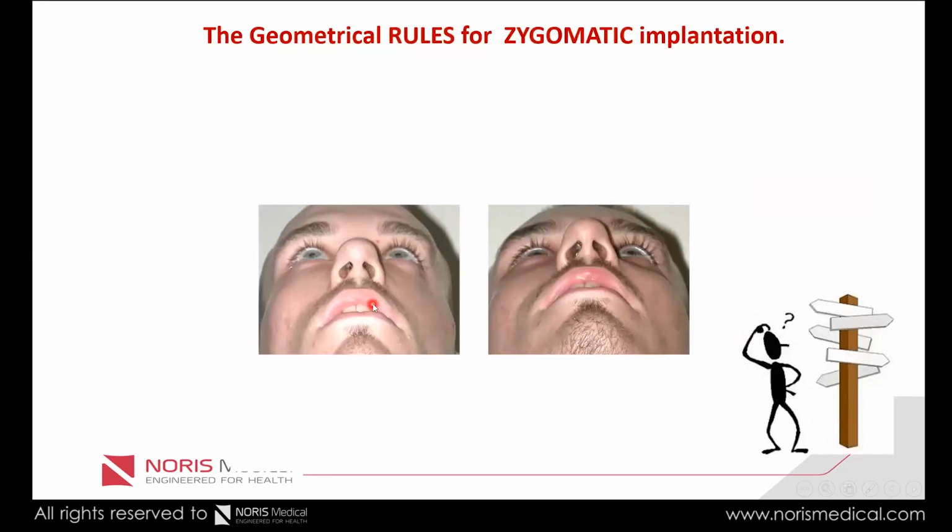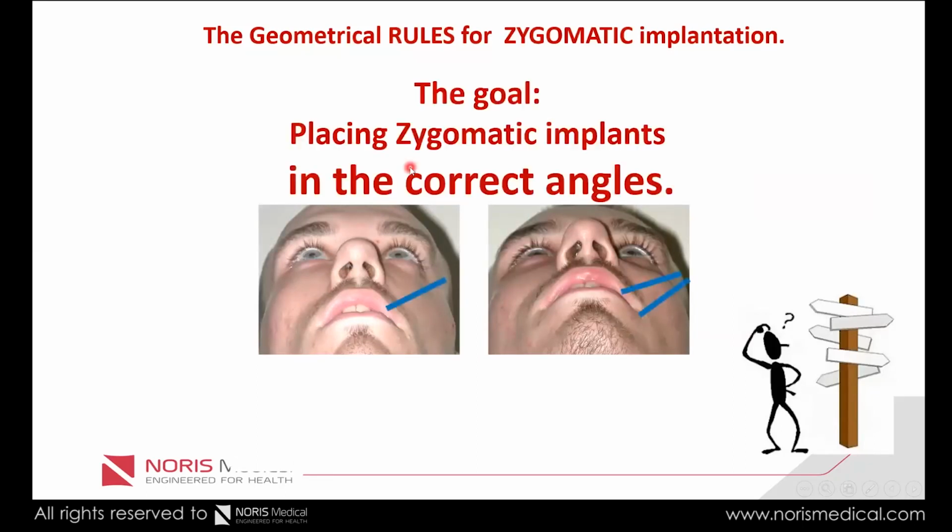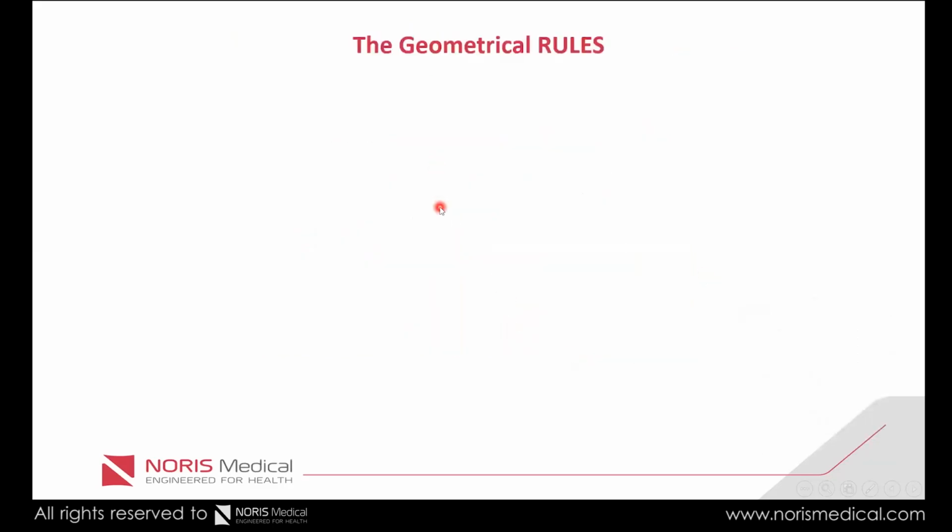So what we want to do is actually, the goal is placing the zygomatic implants in the correct angles. Now, which are the correct angles? This is the question. From outside, it would be looking for one implant, or a double implant would be looking like that. So here are the geometrical rules.